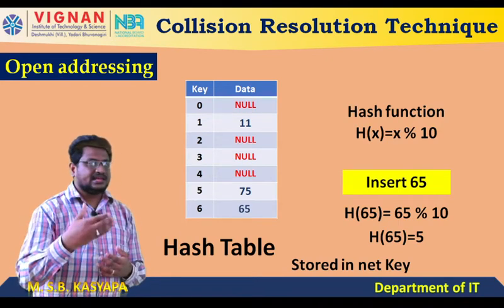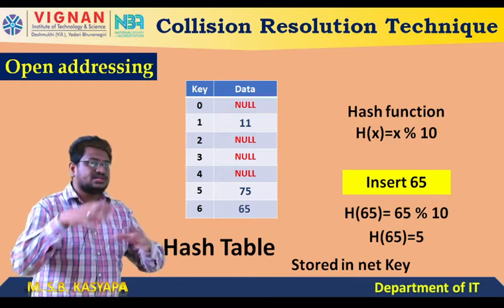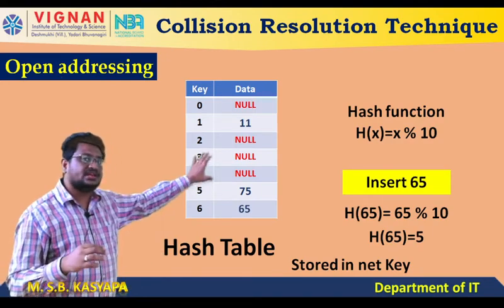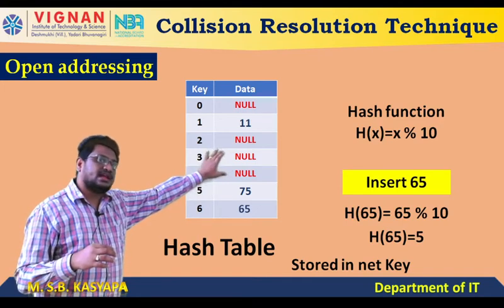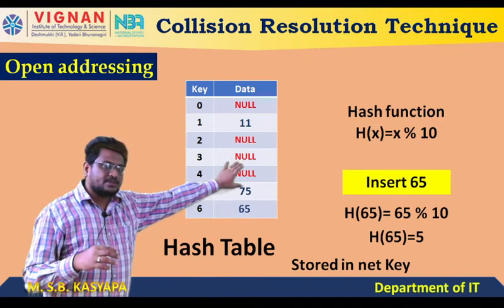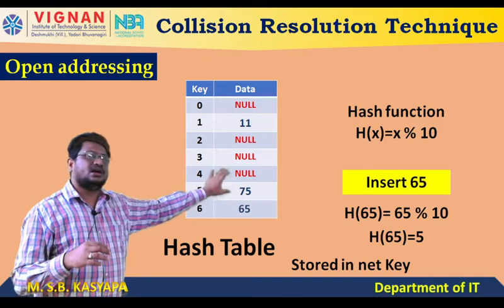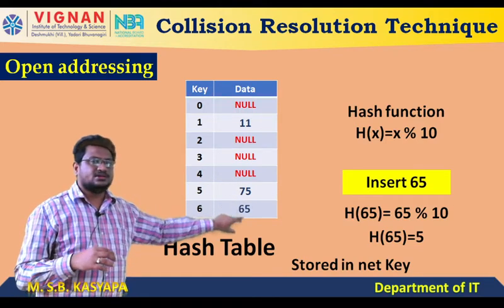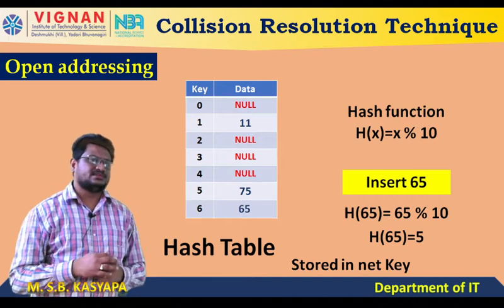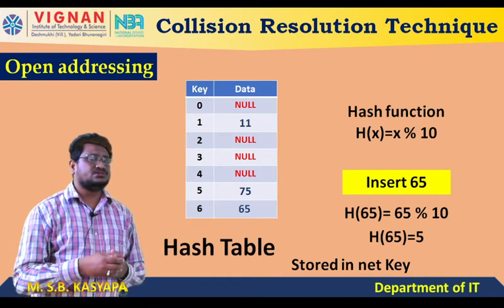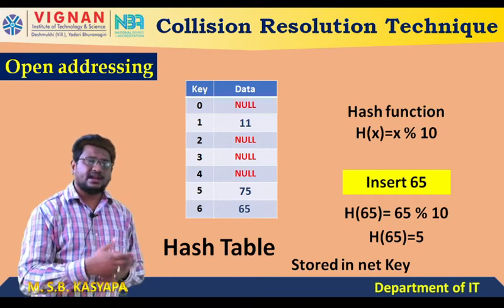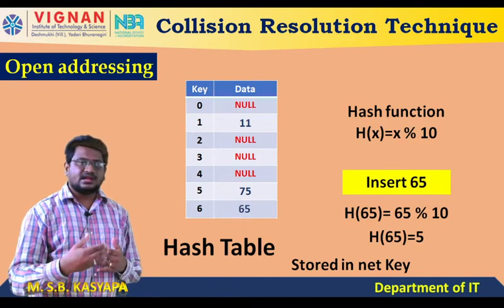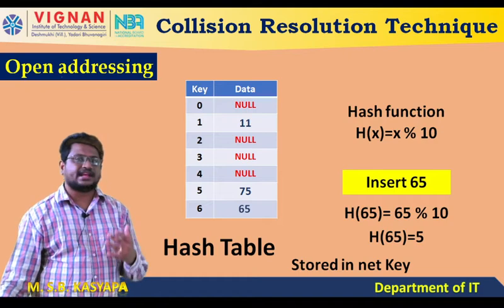So, unlike in the chaining, it stores within the hash table. So, if any places are not occupied, those places will be occupied by the collision values, like this. Okay. How is it going to search the next open address field or next available address field? So, for that I need some techniques.